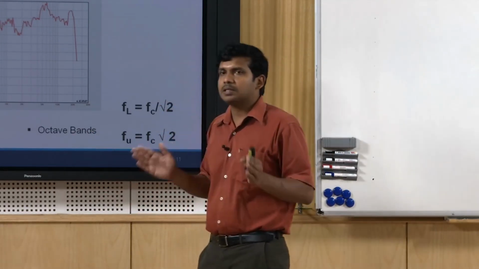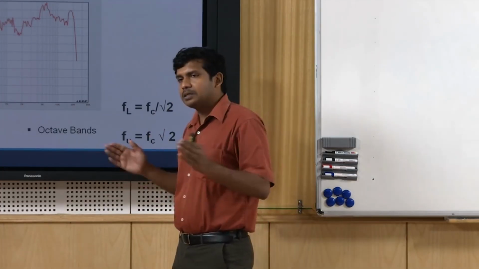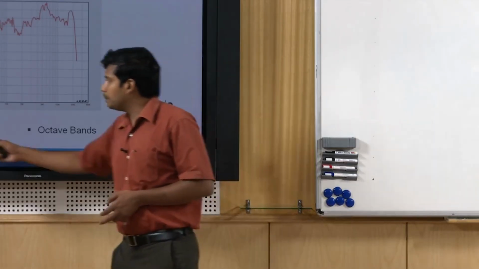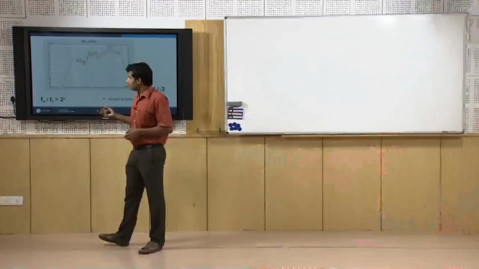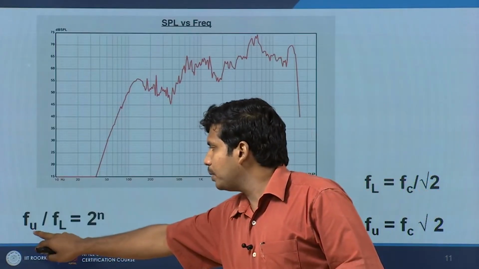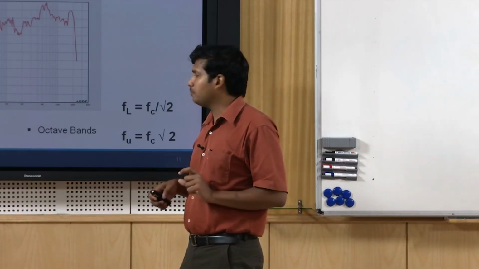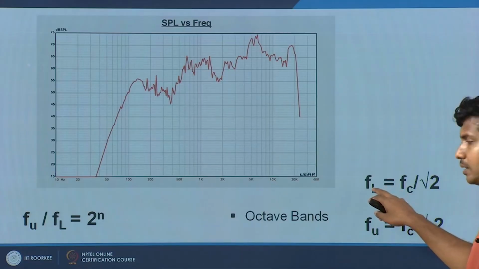If you want to further split it up, you can split it up to third octave band. So each octave gets split into 3. I will show you more details about it. Using these simple relations, you can find out n, which octave it is. This is the upper limit and lower limit of the spectrum. When I was talking about 500 hertz, 1000 hertz, these are center frequencies of bands. So if you want the lower limit from the center frequency, you can find the lower as well as the upper limit.